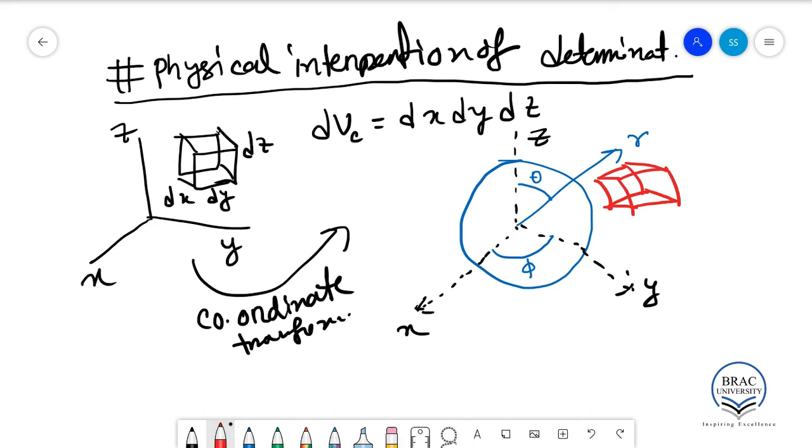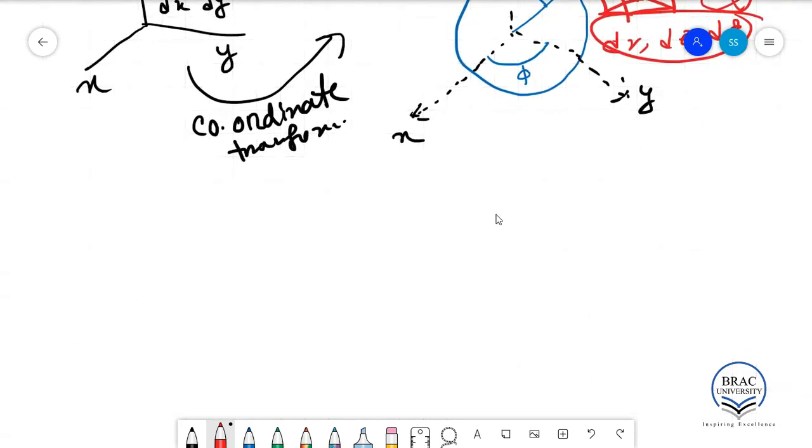Now if we look at this cube, we might think that just like Cartesian coordinates, the cube in spherical polar coordinates has its sides given by dr, d theta, and d phi. It turns out that this is not true. Why? Because from calculus we know that the volume in the Cartesian coordinate is related with the volume in the spherical polar coordinate.